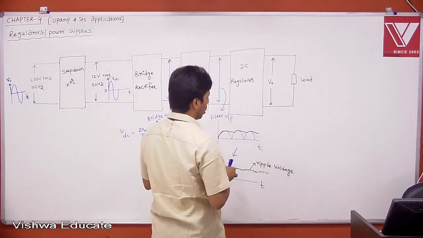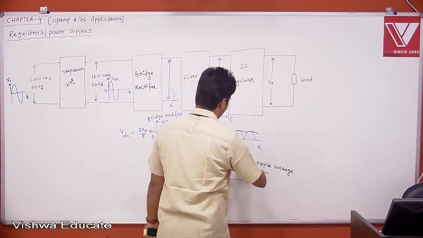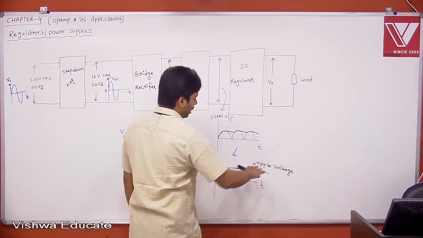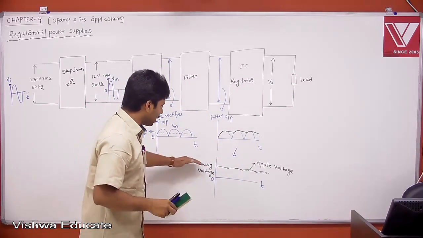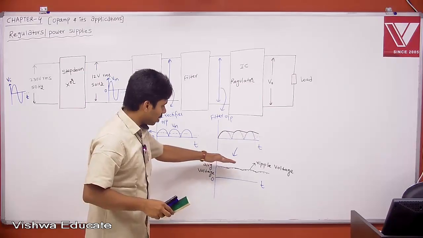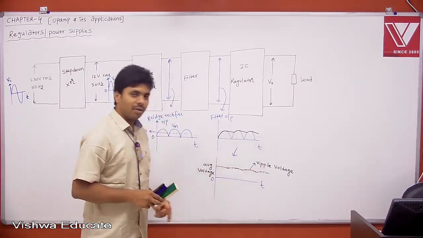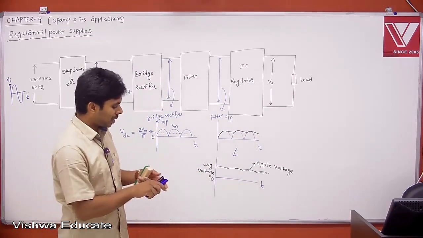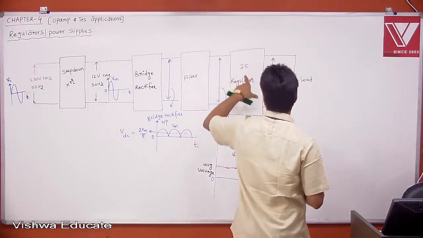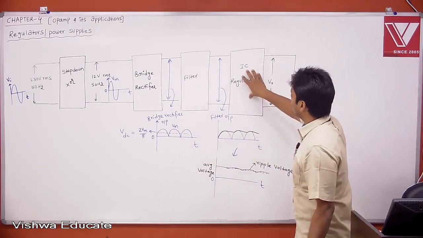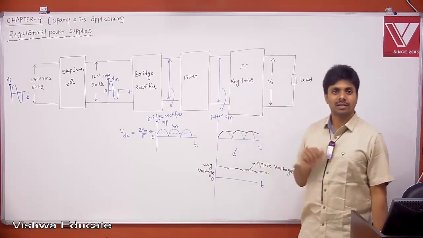Your output voltage V0 is expected to be, let us say, 10 volts. If I am expecting 10 volts, on top of 10 volts I am getting some ripple. That is your ripple voltage. But ultimately, that is given to an IC regulator. What is this IC regulator? That is what I am going to explain.